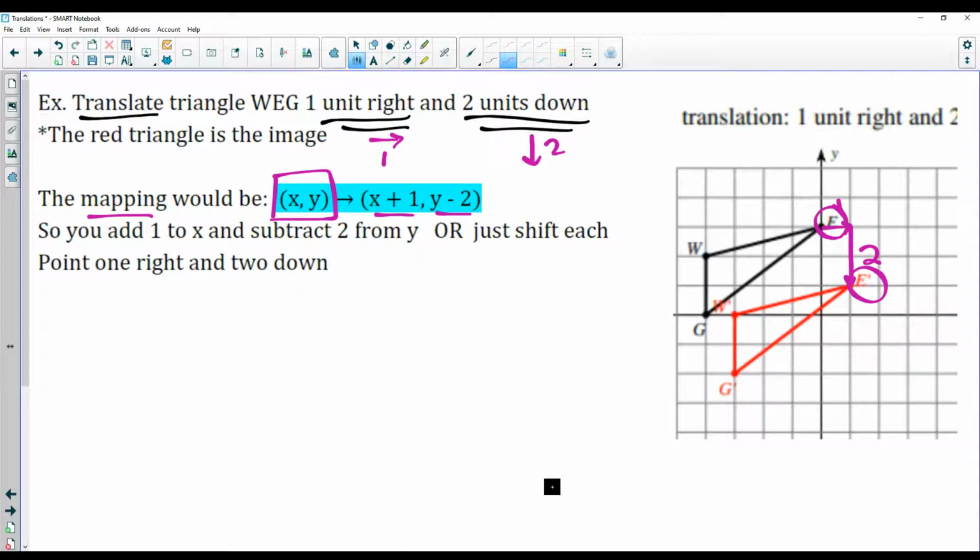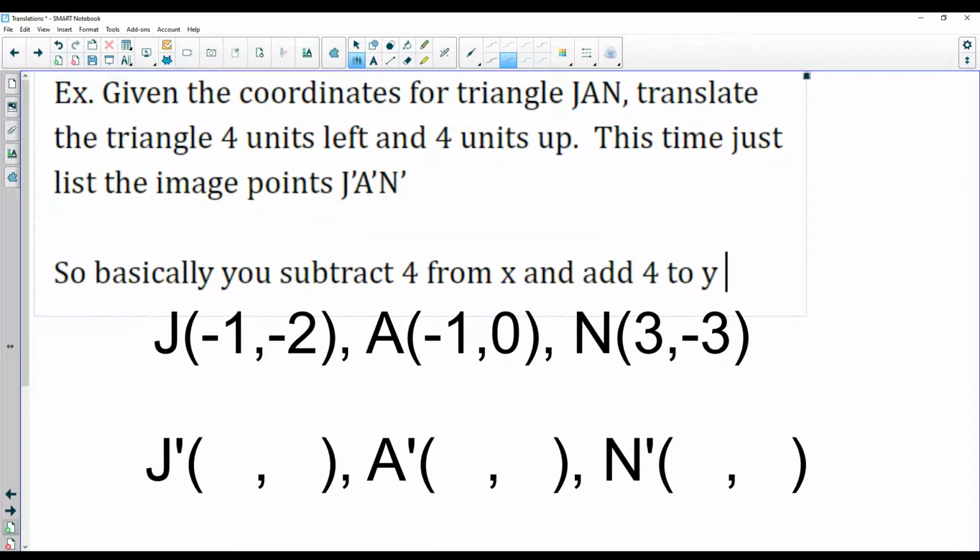Now, again, if you shift each corner and then you reconnect it, automatically your shape is going to be congruent. A translation or a shift is a rigid movement. It does not change the shape or the size. It only changes the position. Okay, let's look at this one.